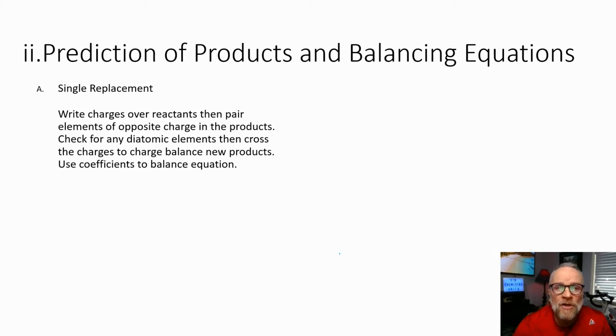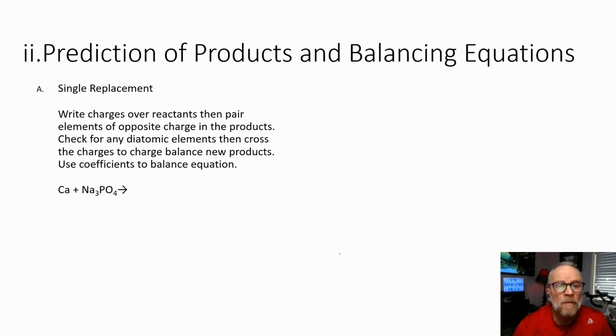You'll want to write the charges of the reactants, and then pair elements of opposite charge in the products, checking for any diatomic elements, and then cross the charges to charge balance the new products. And then you're going to use coefficients to balance the equation. So we're going to do several examples here and walk you through it.